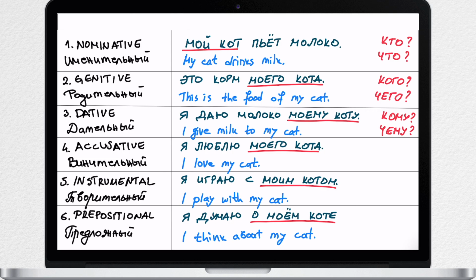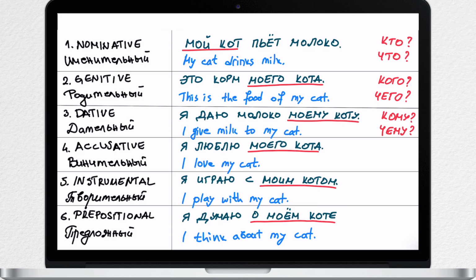Again, the dative case can be used in many different situations, but the most obvious one is to express the recipient of an action or beneficiary of an action. So whenever we need to use the preposition to in English, think of using the dative case in Russian. The dative case indicates the indirect object in a sentence.